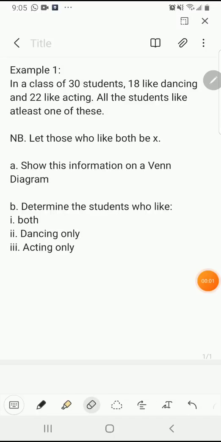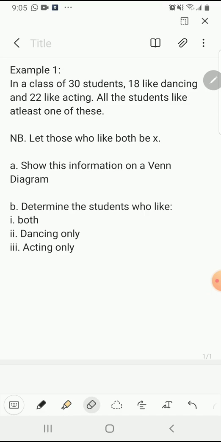Hello students, in this video we will be looking at solving problems involving Venn diagrams. Now we already started this topic, however we are looking at a different type of example. Now here's a simple example.